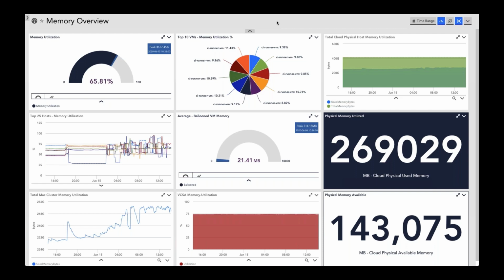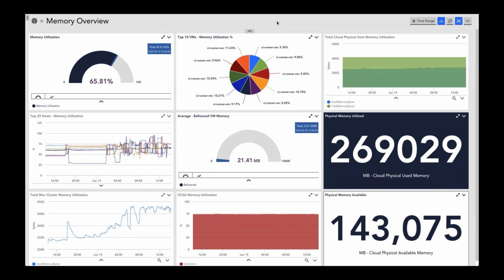Corey, what is one of the widgets on here that stands out to you that you like to point out to customers? Sure. So one of the widgets that I think becomes pretty important to understand your environment and where you're at, especially from a capacity planning perspective, is the average ballooned VM memory. So this is a really handy widget, and in some cases you may want to swap this out for the swap widget in its place, but either of these can serve the same purpose.